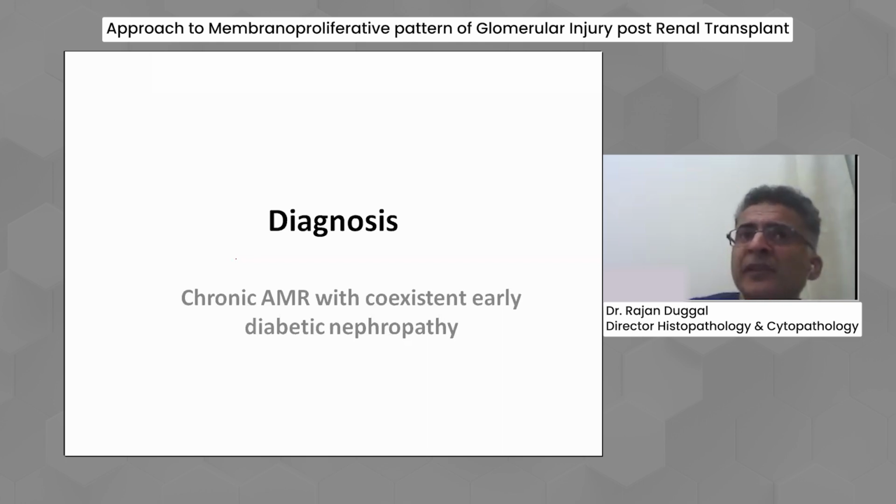So we need to look. If there are 10 glomeruli, there is one glomerulus which is showing FSGS lesion. We have to look at the other glomeruli. If other glomeruli are showing thickening of the glomerular capillary wall, duplication, glomerulitis, PTC capillaritis, we have to consider a possibility of chronic AMR.